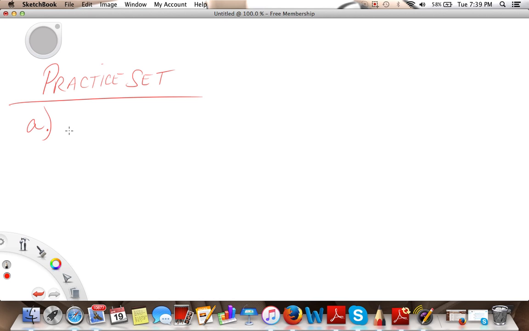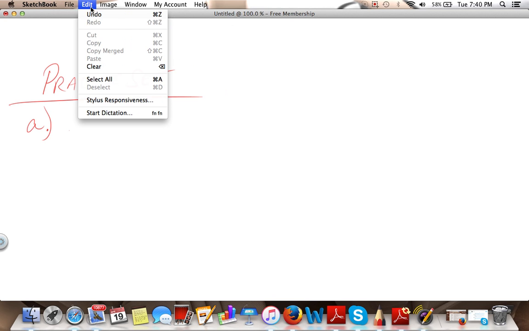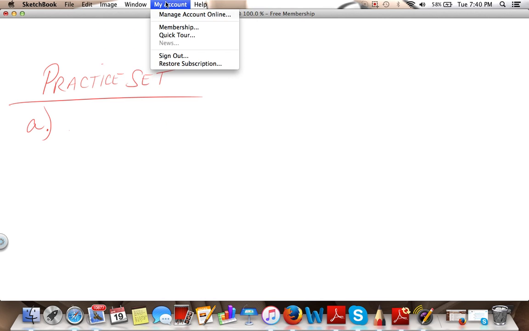Okay, so I've got to change it so that I can type. Okay, it's not doing that. All right, well, my toolbox is gone somehow. So file, open recent image, rotate window, my account. Okay, no, we won't worry about that.